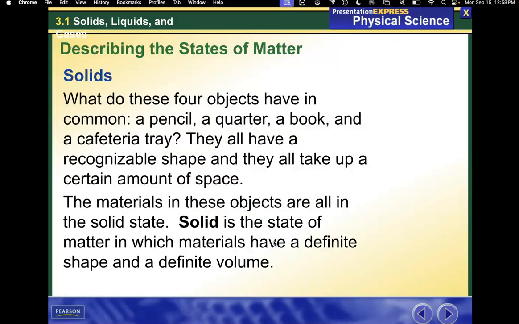Solids. What do these 4 objects have in common? A pencil, a quarter, a book, and a cafeteria tray. They all have a recognizable shape, and they all take up a certain amount of space. The materials in these objects are all in the solid state. Solid is the state of matter in which materials have a definite shape and a definite volume.